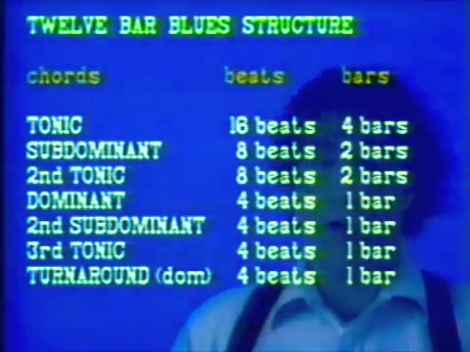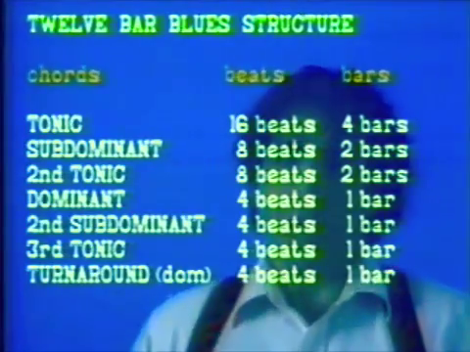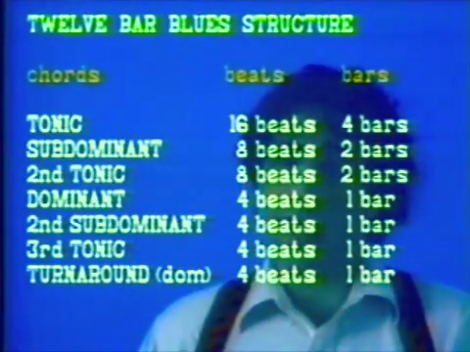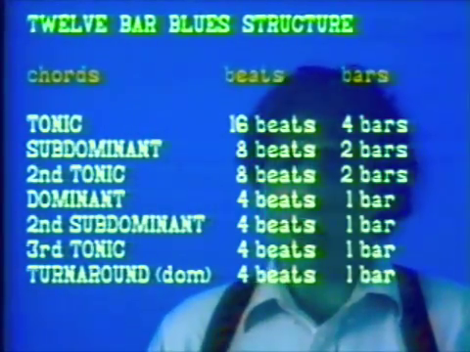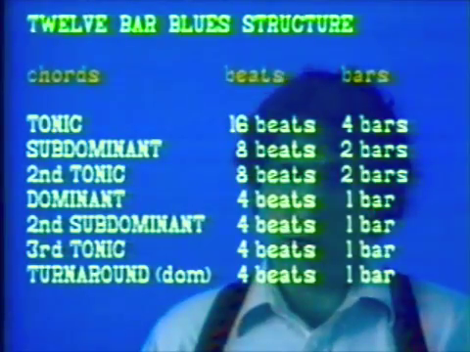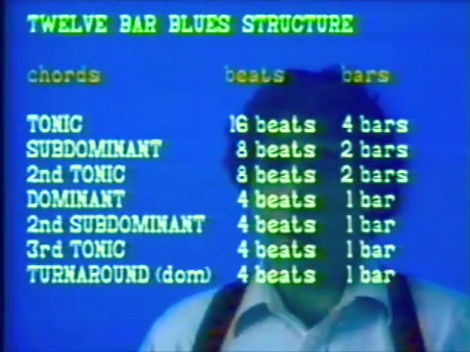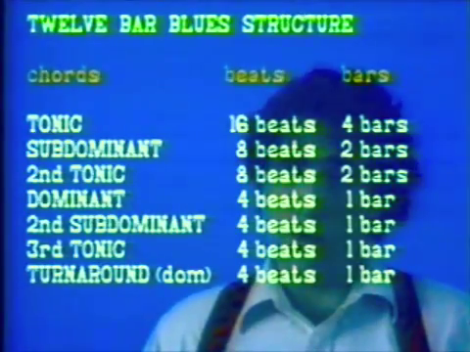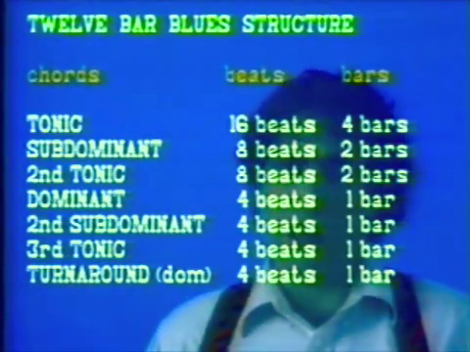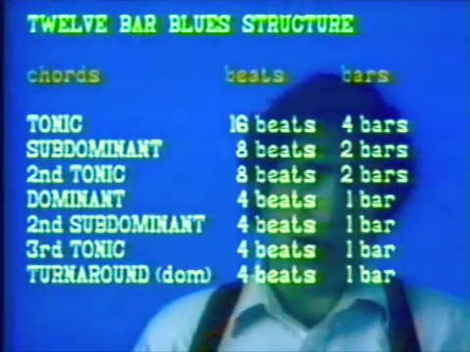1, 2, 3, 4. Tonic 2, 3, 4, 5, 6, 7, 8, 9, 10, 11, 12, 13, 14, 15, 16. Subdominant 2, 3, 4, 5, 6, 7, 8. Back to the tonic 2, 3, 4, 5, 6, 7, 8. Out to dominant 2, 3, 4. Subdominant 2, 3, 4. Back to the tonic 2, 3, 4 with a turnaround. New verse. Tonic 2, 3, 4, 5, 6, 7, 8, and so on. That's the blues structure.